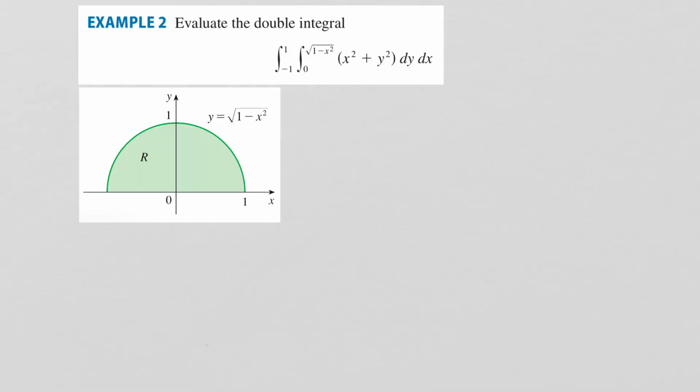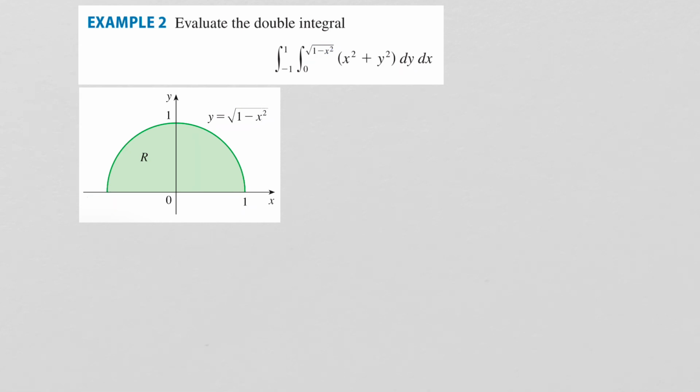In the next problem, we wish to evaluate the double integral of the function x squared plus y squared dy dx over this semicircle. And you'll notice right now it's actually set up to be done the usual way. So this is just straightforward integration with respect to y first. Y is going to vary between 0 and the function square root of 1 minus x squared. And then x goes from -1 over to +1. Now we could certainly do it this way, but it's a little bit easier if we use polar coordinates.